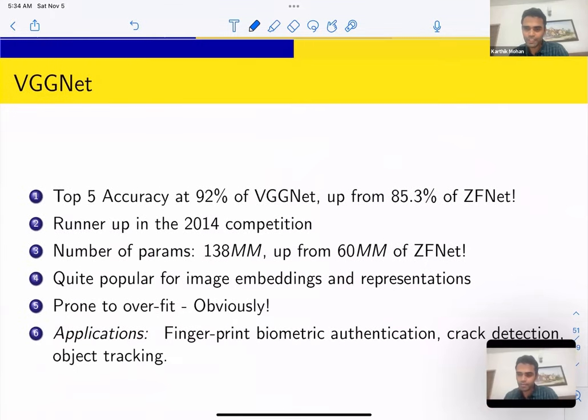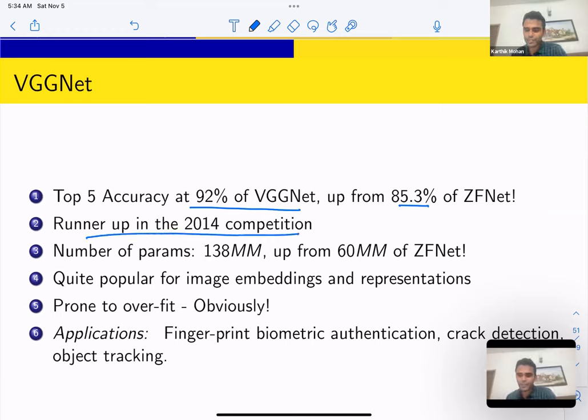But doing that actually makes a big difference. So you see the top 5 accuracy for VGGNet jump from 85.3% to 92%. That's a significant bump. It was a runner-up in the 2014 competition, so it's not the winner.